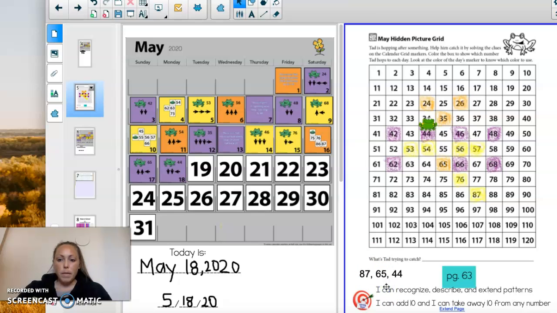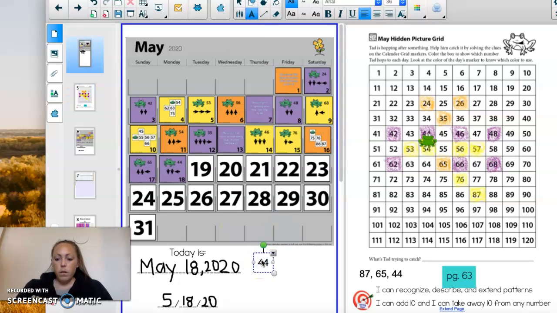Remember, this is one of our big learning targets. When we hop down, it's adding 10. Okay? So when you go from 44 down 1 hop, you get to 54, and we've just added 10. So let's write that equation down. 44 plus 10 equals 54.